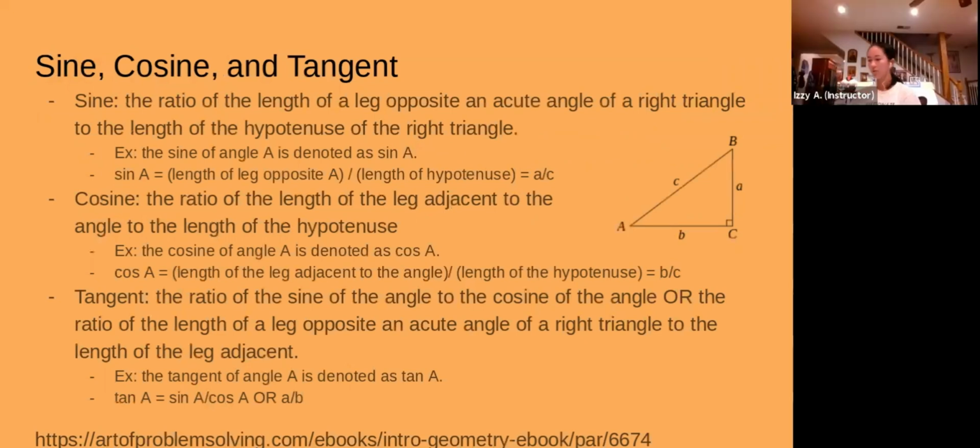For those who just need to know what the problem is focusing on, you're given a 45, 45, 90 degree triangle, and you want to find the sine of 45 degrees, cosine of 45 degrees, and tangent of 45 degrees.